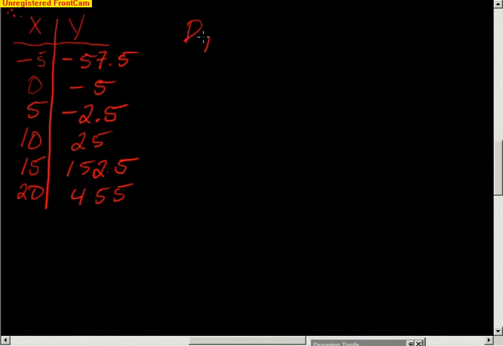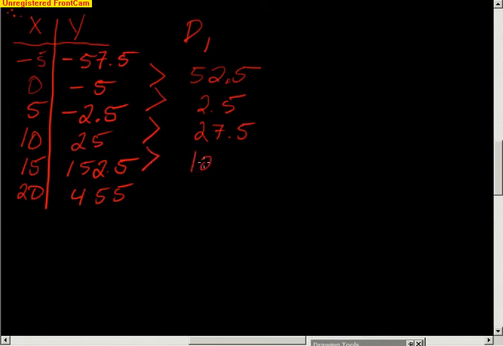Okay? So, what do we do when we subtract negative 5 from negative 57.5? Don't forget about your signs, but you're going to get 52.5. Right? What we're doing is saying negative 5 minus negative 57.5. And so you get 52.5. And as we continue down here, the differences I get are 2.5, then 27.5, then 127.5, and 302.5.